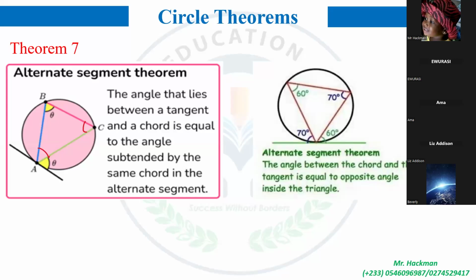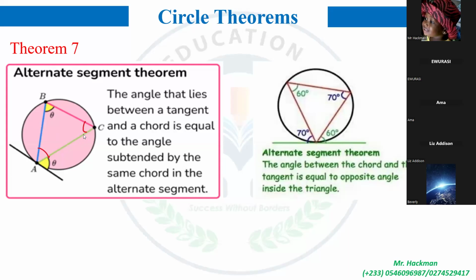Okay, so now let's see the exact theorem. The angle that lies between a tangent and a chord. You can see that I have a tangent. How many chords can you see in the diagram here? Three. Okay, chord AB, chord AC, then chord BC. Three of them. All the sides of the triangle will give us a chord each.